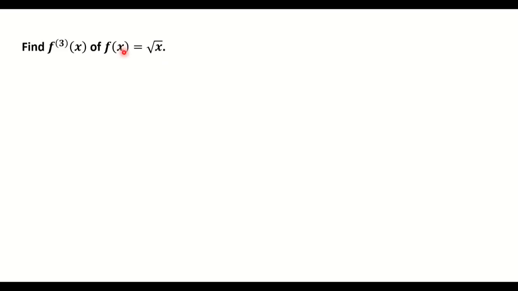Let's say we would like to get the third derivative of the square root of x. Remember that square root of x is the same as x raised to 1/2. So to get the first derivative, let us use the chain rule for this one. So we have 1/2 times x raised to 1/2 minus 1, and then the derivative of x is 1. So this would be 1/2 times x raised to 1/2 minus 1, which is negative 1/2.